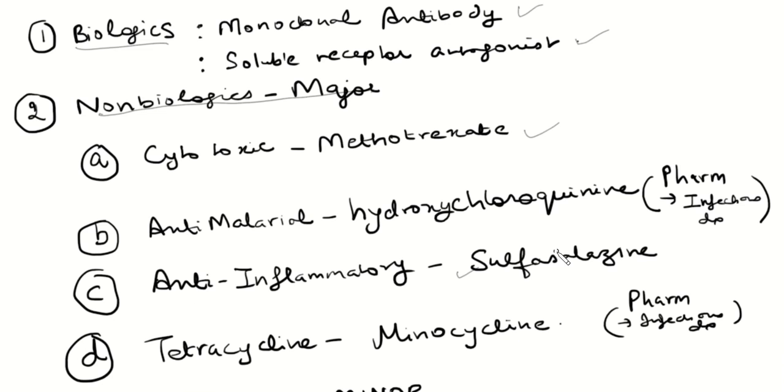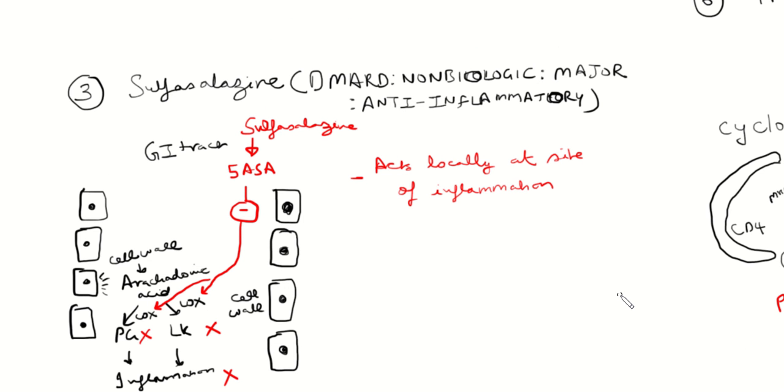So hydroxychloroquine and tetracycline, minocycline, we're going to cover in infectious disease pharmacology. So we're going to talk about the anti-inflammatory non-biologic major DMARD, which is sulfasalazine. So let's take a peek at that. Okay, so that's sulfasalazine. So how does that work?